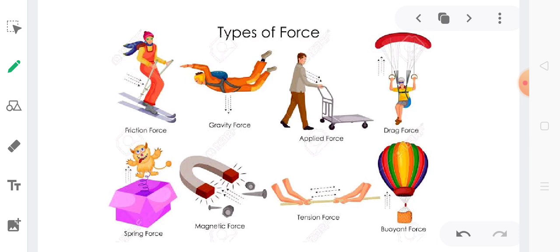You can easily understand that in some of these examples there is a direct interaction between the two objects based upon direct physical contact. Like suppose when we are pushing or pulling an object, we are actually touching that object. There is a direct physical contact between us and that object.